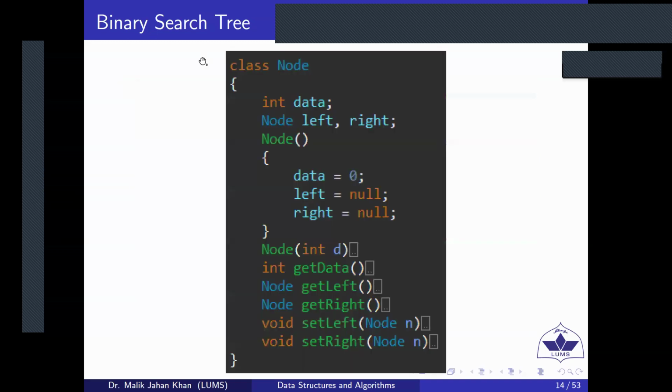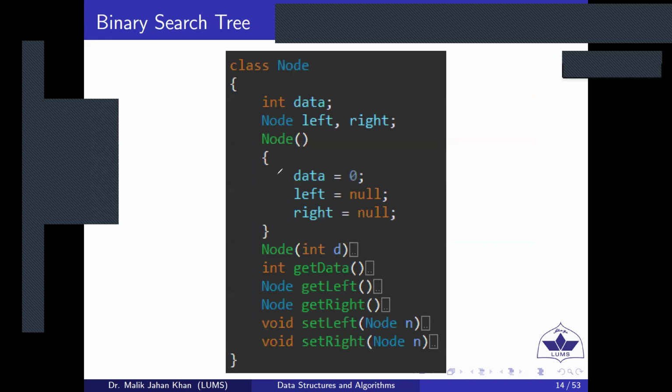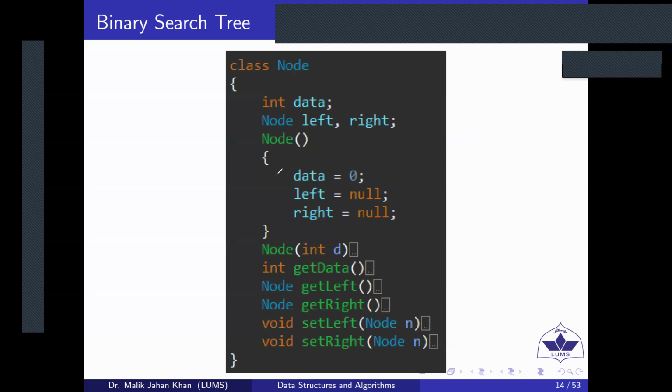Okay, let's have a quick look at the implementation perspective, what kind of stuff will be expected. The structure of the node will remain the same as that of a simple binary tree. It has a data part and it has two references, left and right. Then we have a constructor, we might have a parameterized constructor, and then we have simple methods to get and set different attributes of the object of class node.